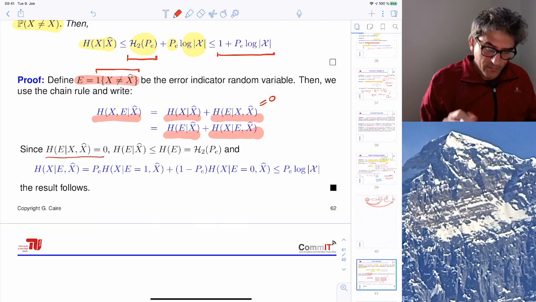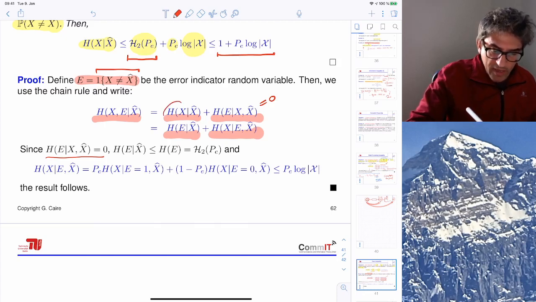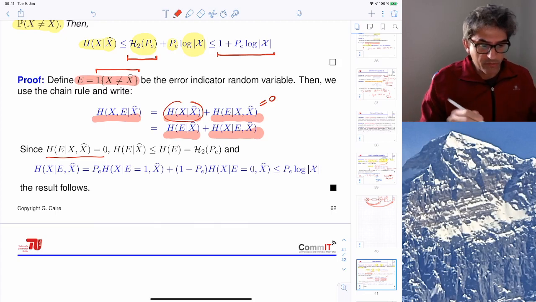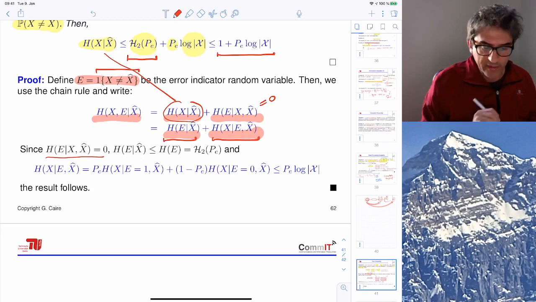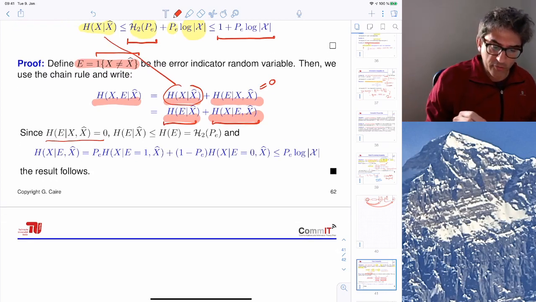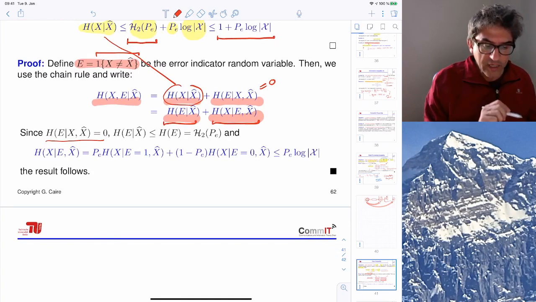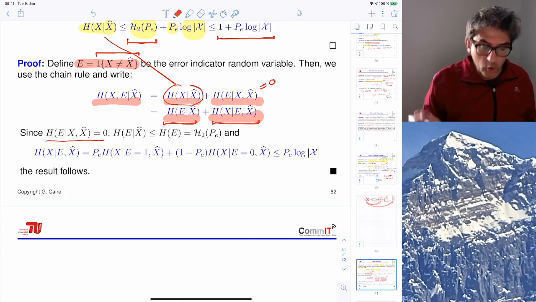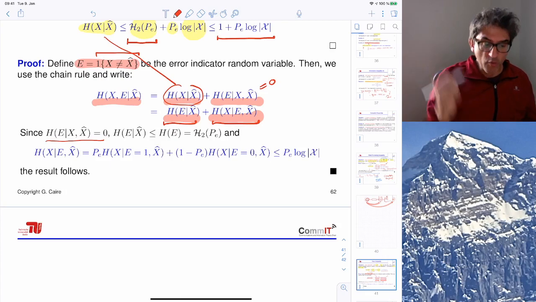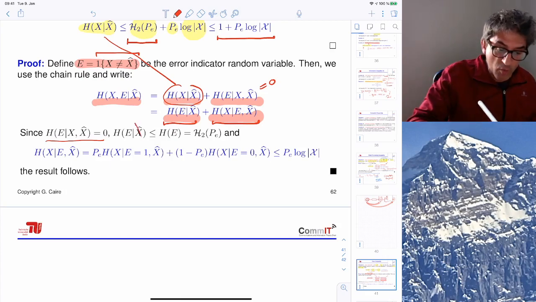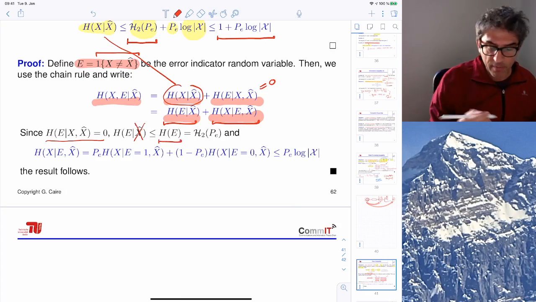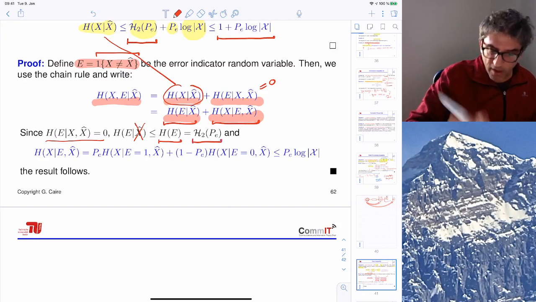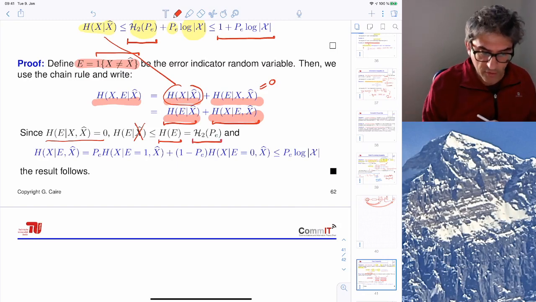On the other hand, let's look at the other two terms. Now we want to upper bound these two terms, and then we get the upper bound. So let's consider first the first term, the entropy of E given x hat. Well, we know that conditioning reduces entropy, so removing the conditioning gives you an upper bound. If we remove the conditioning, we get just the entropy of E. But the entropy of E is the entropy of a Bernoulli binary random variable, so it's the binary entropy function calculated in P_E. So we have this first term.